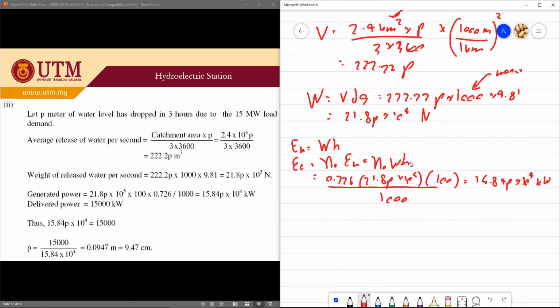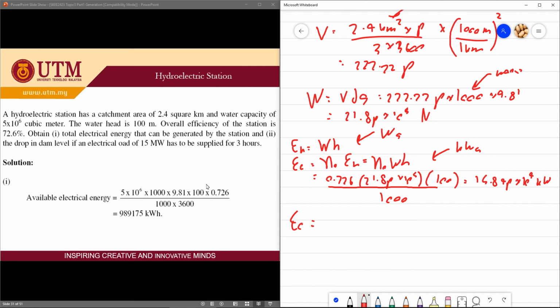Okay, originally it is in watt second, so you want to convert this into kilowatt second, you have to divide by 1000. Okay, so this is the energy generated at the E_E. And as mentioned before, the electrical load of 15 megawatt has to be supplied for 3 hours.